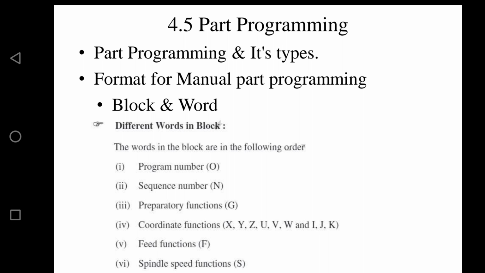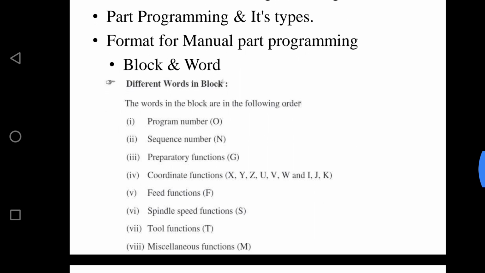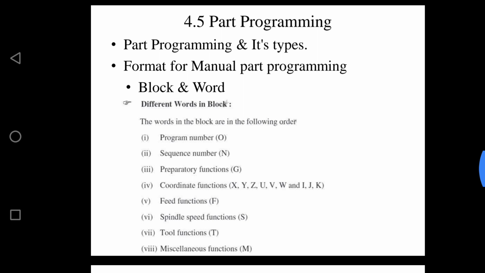Next comes the spindle speed function. The name itself indicates it is the spindle speed function, and it is represented by the letter S. This function specifies the spindle speed, and the letter S is followed by the spindle speed in revolutions per minute. Next is the tool function.